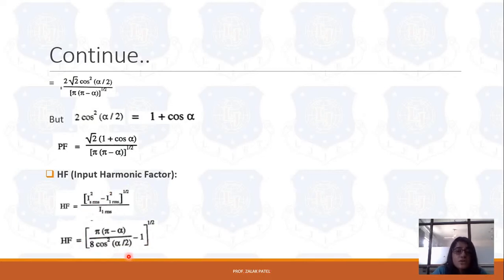There are also other analysis terms like reactive power factor, true power, and some numericals related to it that we will discuss in the next lecture.